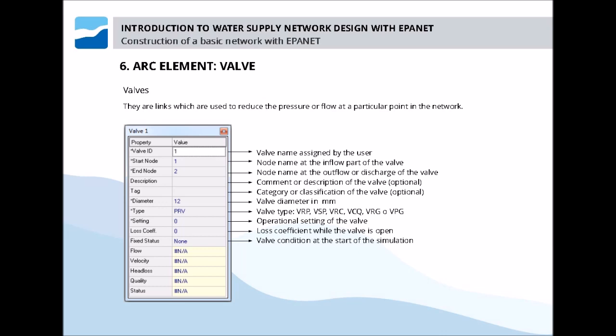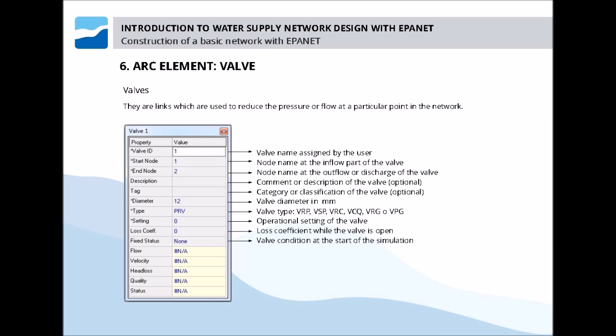EPANET can simulate different types of valves depending on their purpose, to reduce or maintain pressure, to break pressure, to control flow, to throttle, or simply general-purpose valves. Valves can perform their specific control status if they are completely open or completely shut. The status of a valve and its preset limits can be changed during the simulation by using the status options.